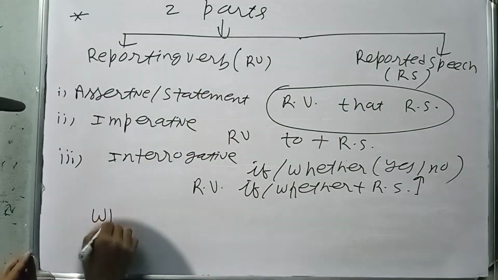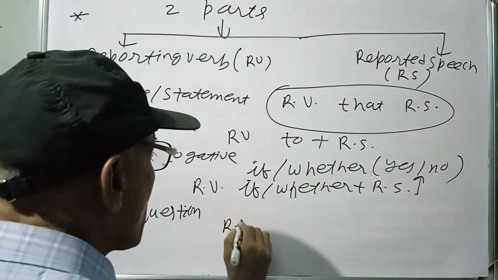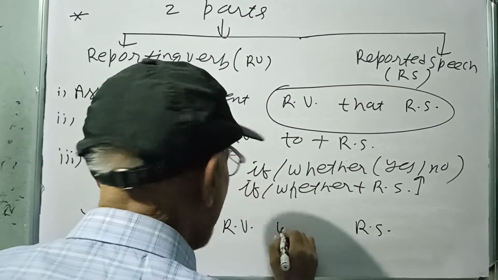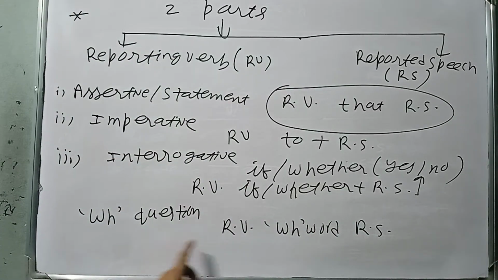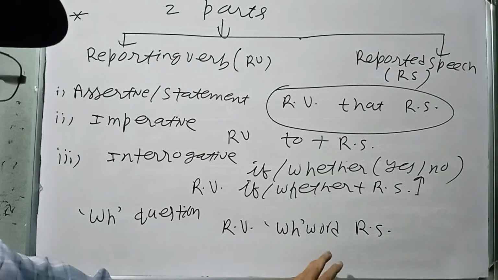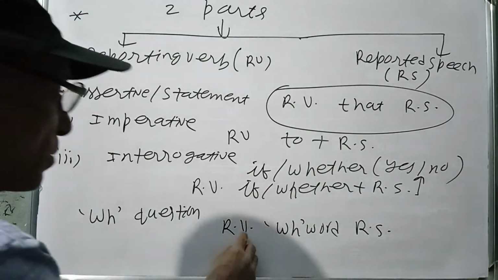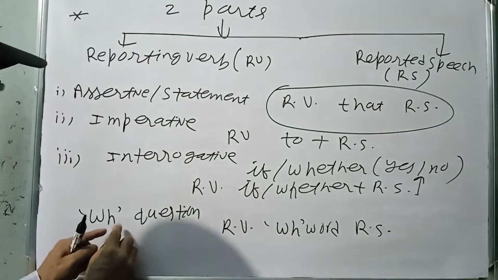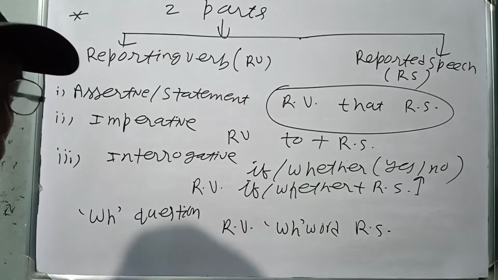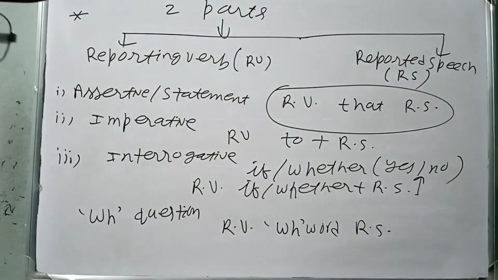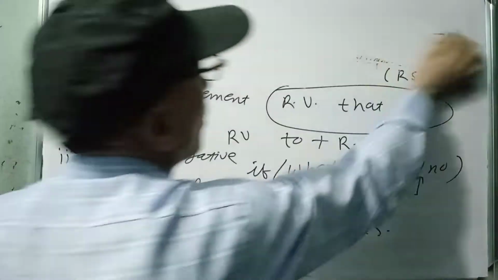If the sentence is a WH question, the reporting verb and reported speech should be joined by the same WH word, whatever is there, like who, which, where, how, why, when, whose. You have to use the same WH word, as given in the direct speech, and start from the subject. Here the indirect speech is just like a statement. After this, the general rule or smart rule.